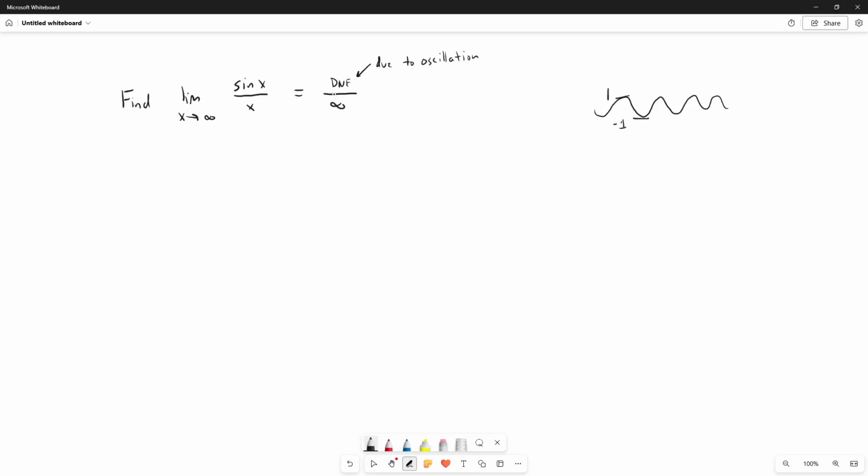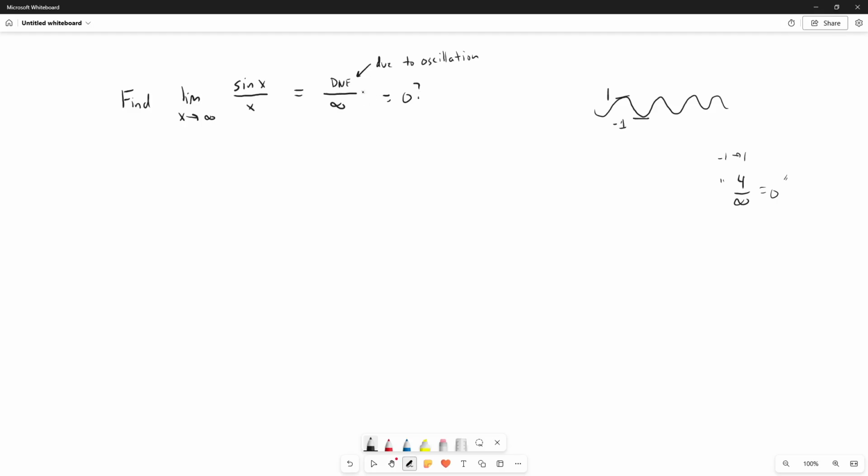However, we probably suspect that the answer is 0, because if you have a fixed number, like 4 divided by infinity, that would be 0. And while the numerator is not a fixed number, it's just oscillating between two fixed numbers, negative 1 and 1. So we suspect that the answer is 0.